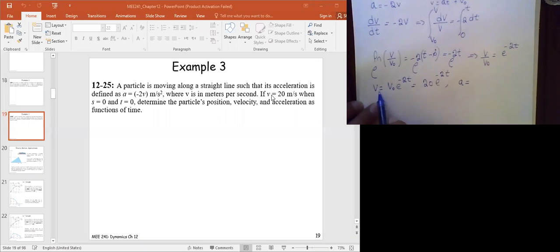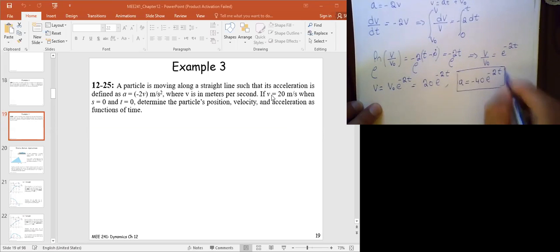Exactly, so A is equal to dv over dt, which is equal to minus 40 e minus 2t, right? So this is your acceleration. And then how about the position?